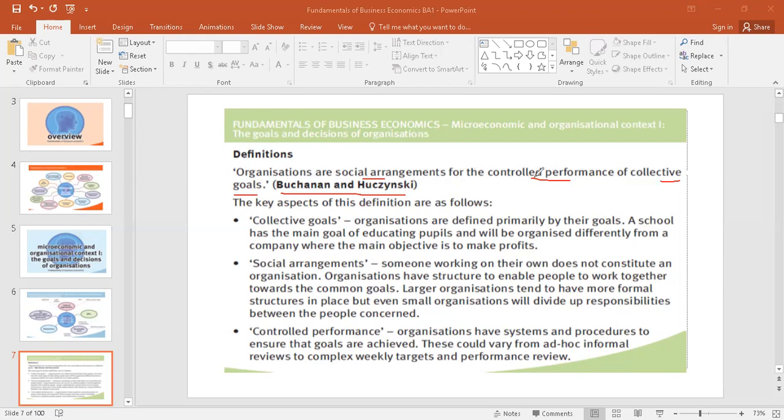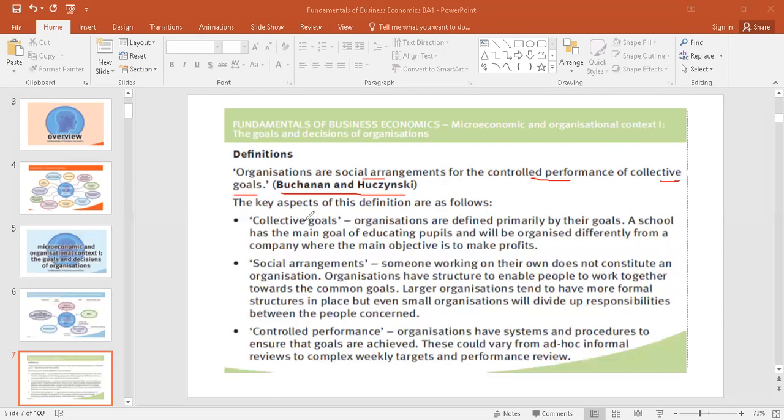Social arrangements for the controlled performance of collective goals. So all of them together would have collective goals. All of them work towards the achievement of the same goal, same purpose. Though they come together later on, they cannot claim that their own goals are most important. What does it indicate? It indicates that no individual is superior here. All of them together work towards the achievement of the same common goal. There is a collective goal. So the first aspect is collective goals.